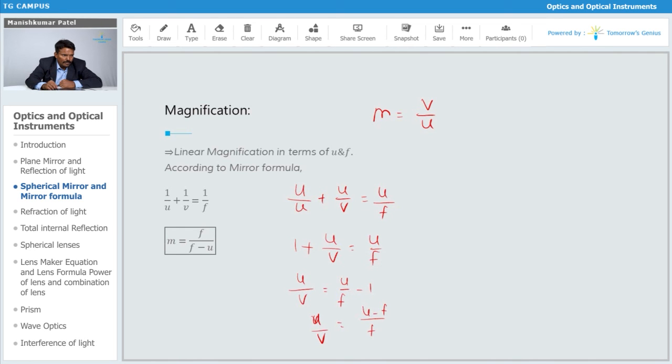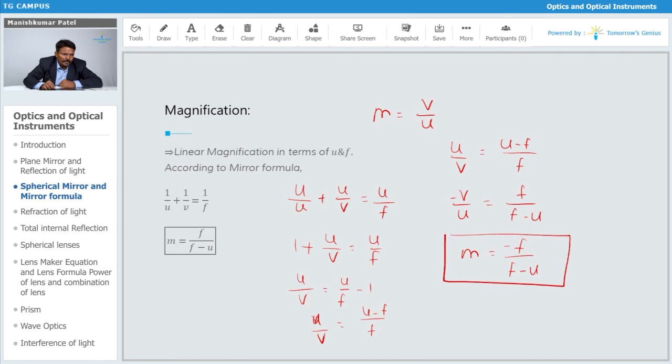Further, I can say that u/v equals (u minus f) upon f. So take v by u, that is f upon (f minus u), but since this is a minus magnification factor, you can write it down accordingly. You can do that also, with the help of which you can get any one of these magnitudes. Based on that you can make it in this way also. So this is your magnification factor also. Based on your sign conventions, you can make the necessary changes there.